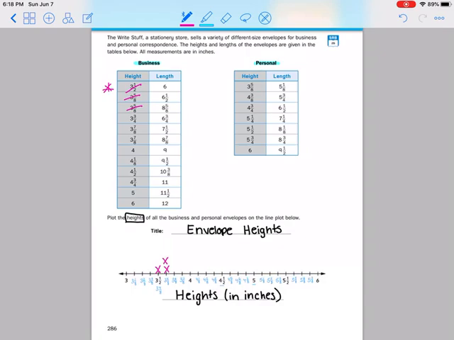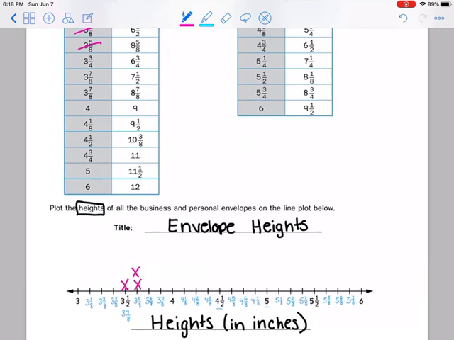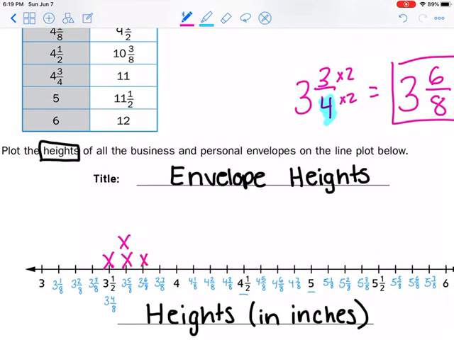3 3/4. Okay, so now it says 3 3/4. What would that look like if your denominator was 8? Well, if it was 3 3/4, what would I need to do to make this have an 8? I would have to multiply by 2. So if I multiplied by 2 to the numerator and the denominator, I would get 3 6/8 as my equivalent fraction. So I'm going to plot 3 3/4 as 3 6/8, which is right here.